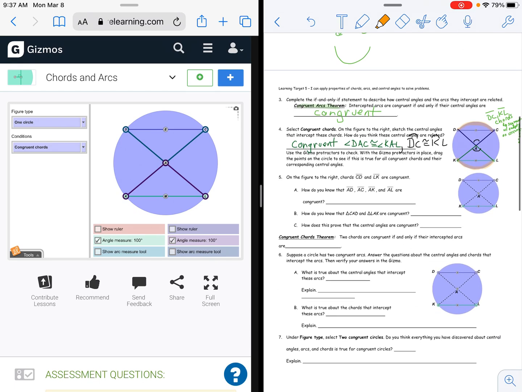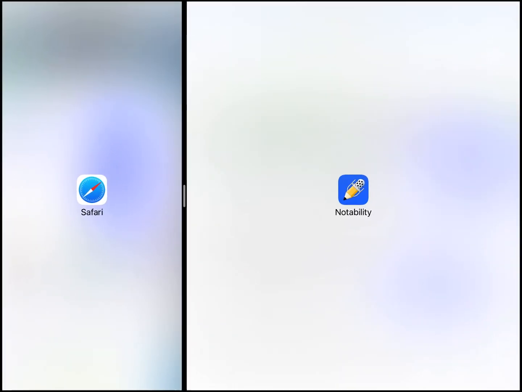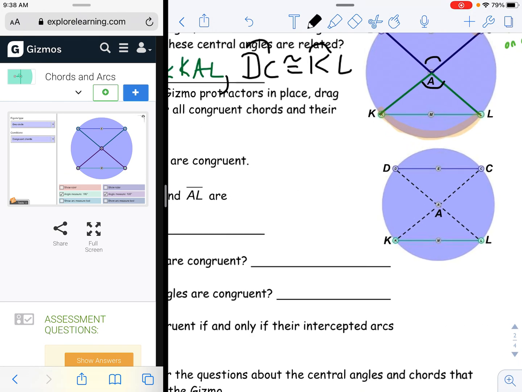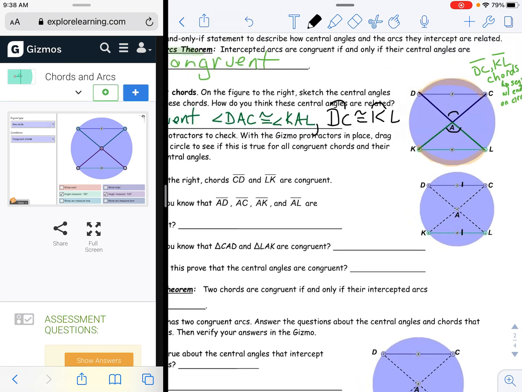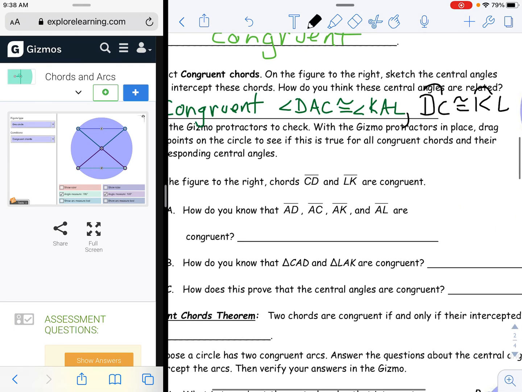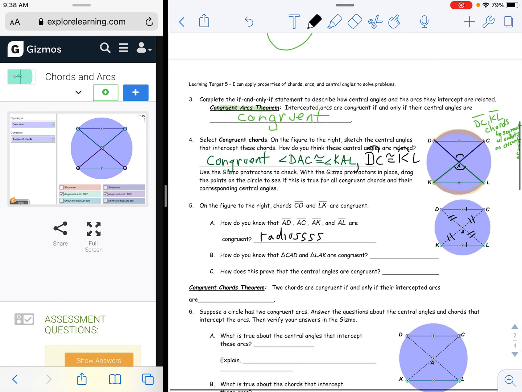All right, so let's focus on this figure on the right. Make this a little bit bigger. So chords CD and LK are congruent. So tick mark, they're congruent. How do we know that AD, AC, AK, and AL are all congruent? How do we know all of those are congruent? Well, they're radii. Sometimes I just like to write radiuses. Who knows how many S's are at the end of the word radiuses?